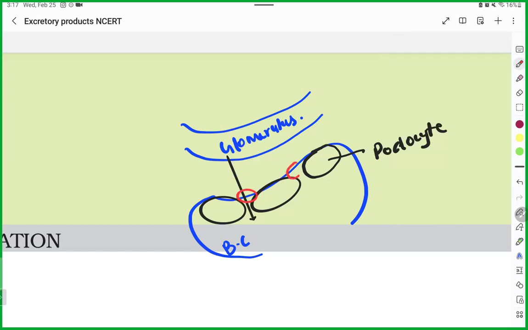When these pores are present in the Bowman's capsule, material will come out. The filtrate will enter into the nephron, and this filtrate will ultimately become urine, waste material eliminated out. So the filtrate goes into the Bowman's capsule, and these pores are known as slit pore or filtration slit.